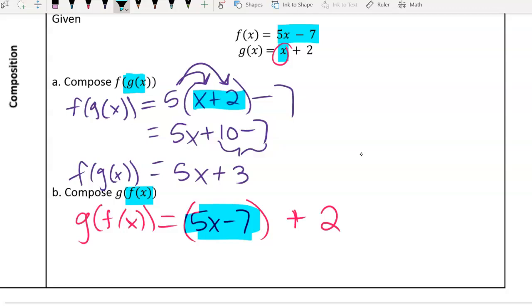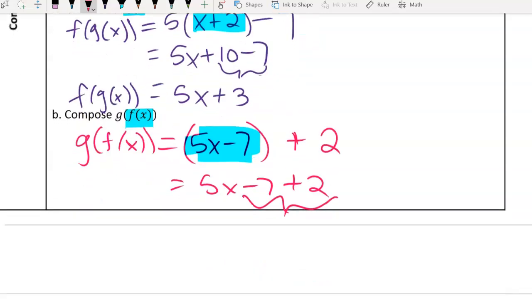Okay. All right, so we can simplify this. We have 5x minus 7 plus 2. Combine the negative 7 and plus 2, and we would get 5x minus 4.